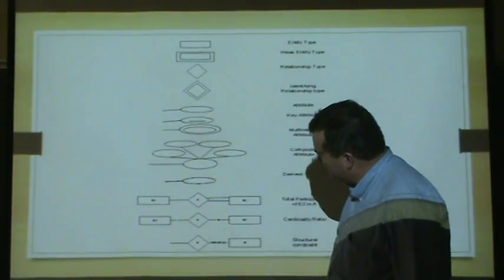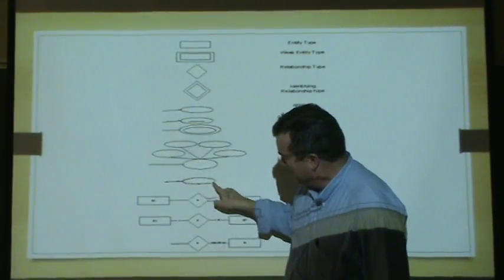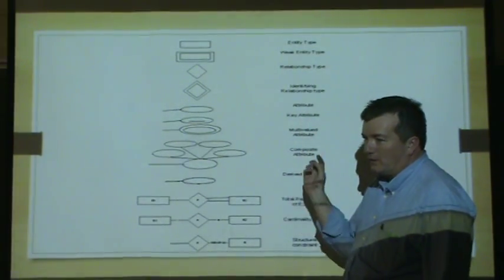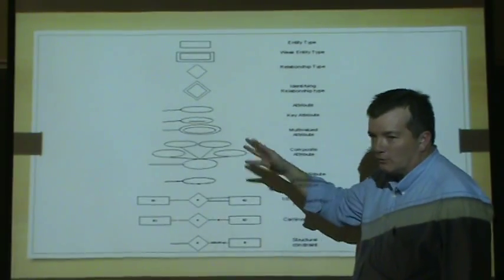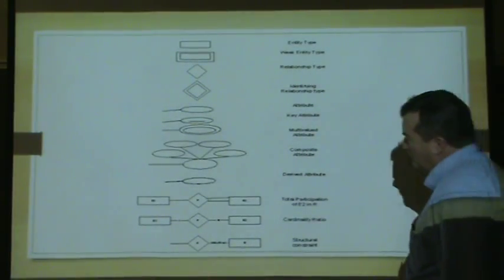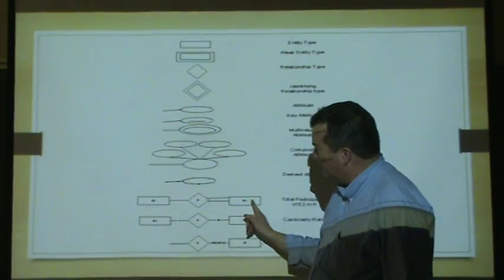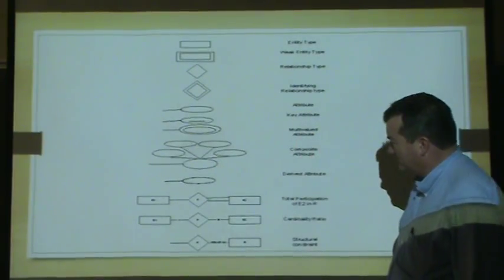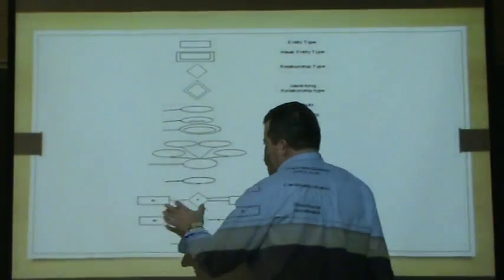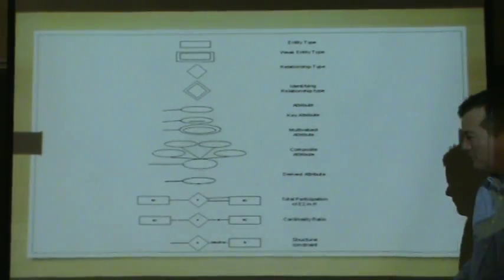A derived attribute, this didn't come out too well, but this should be a dotted ellipse. If this was dotted, that would mean a derived attribute, like if we know your date of birth, we can figure out how old you are, something we could derive. And then a relationship where we have a double line means that everything in this column must map to at least one thing in that column. So if we had a rule like every customer must have at least one account, otherwise they can't be a customer, you have a double line.